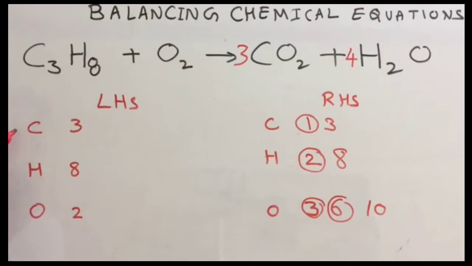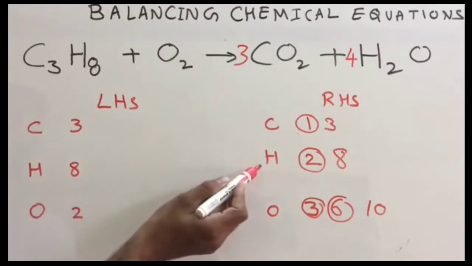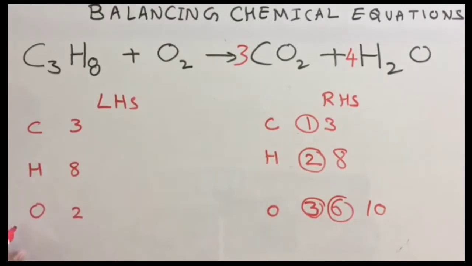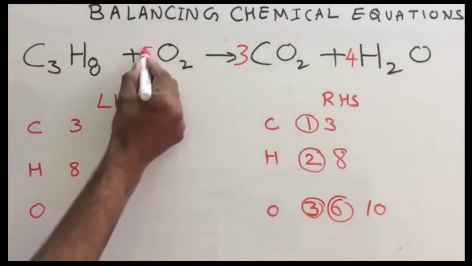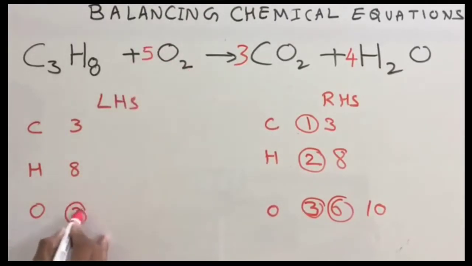Now compare. Carbon you have 3 on LHS, 3 on RHS, balanced. Hydrogen you have 8 on LHS, 8 on RHS, balanced. But oxygen you have 2 on LHS, 10 on RHS. So simply multiply with 5, 5 2s are 10. Thus you check here 3, 8, 10, 3, 8, 10. So your equation is balanced.